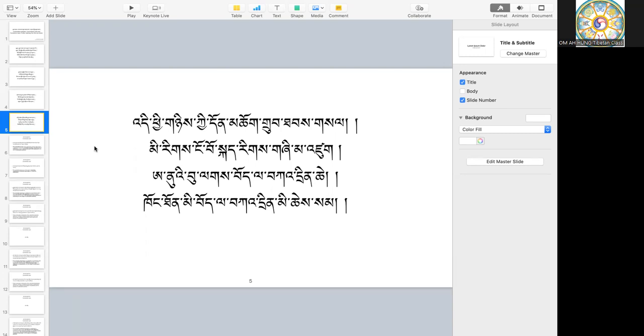So therefore, these 4 lines are particularly dedicated to Tumi Samputa, the author of this text, the Thirty, and the one who established the foundation of the Tibetan system of language that we currently use.